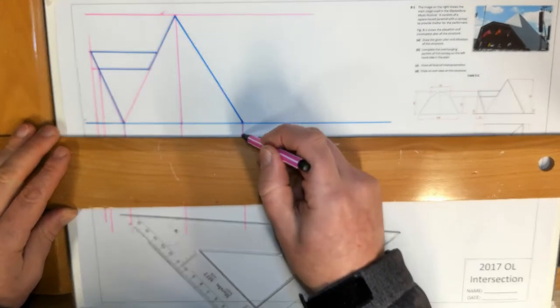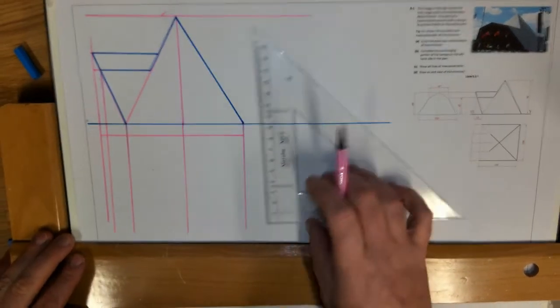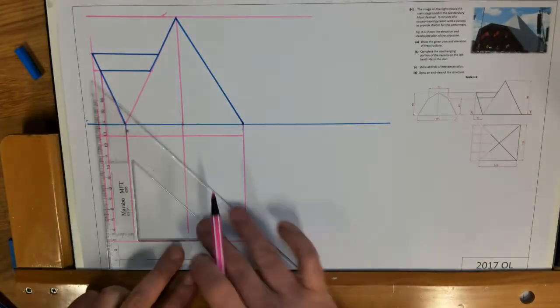So we're going to bring this across like so. And we know that we have a distance of 100 here. Okay, I'll bring those down to meet it.